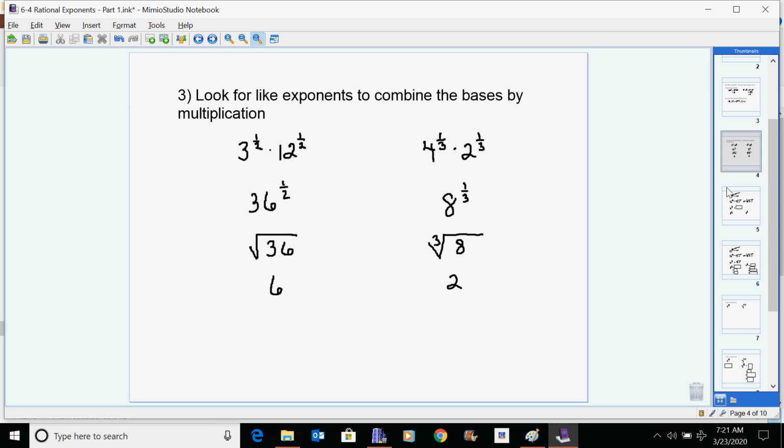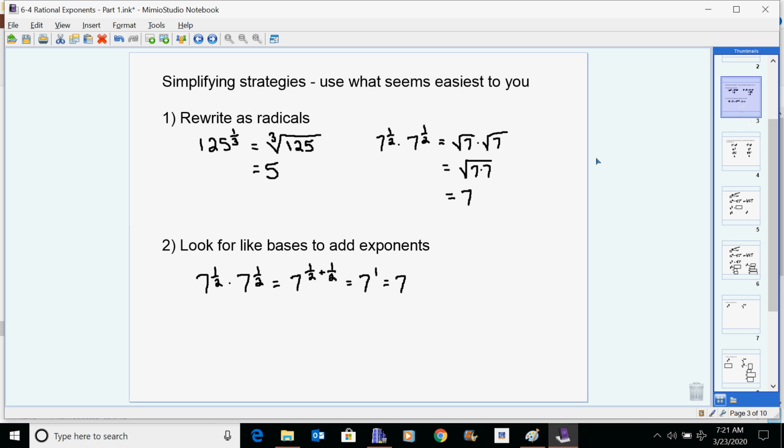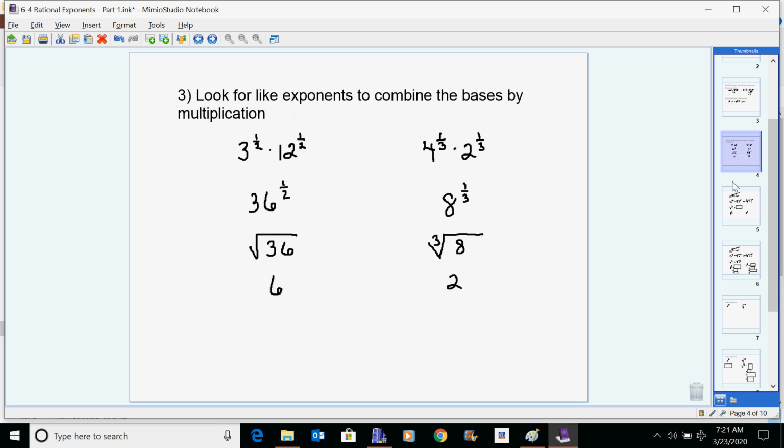Okay, so just to backtrack a little bit, you can either rewrite as radicals, which might help you, look for like bases to add the exponents, or look for like exponents in order to multiply the bases together.